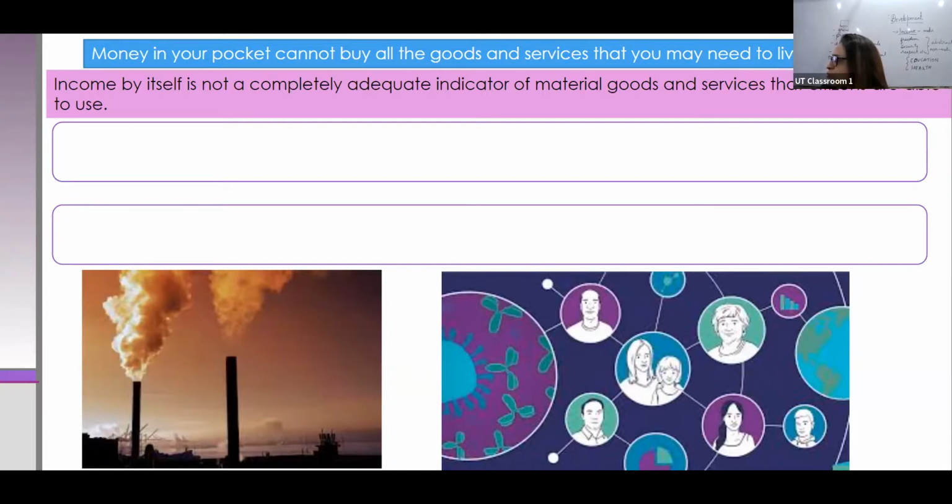Yes, you might be able to avoid it to a certain extent. Like if you have pollution, you might stay indoors, close the windows, put on the AC, but what happens when you go out? How far can you avoid? Can you avoid breathing? What more can you do? And the COVID thing is a good example. Who was spared from it? Was any rich person spared? Did it happen like that? No. So that means money in your pocket cannot buy all the goods and services that you may need to live well.